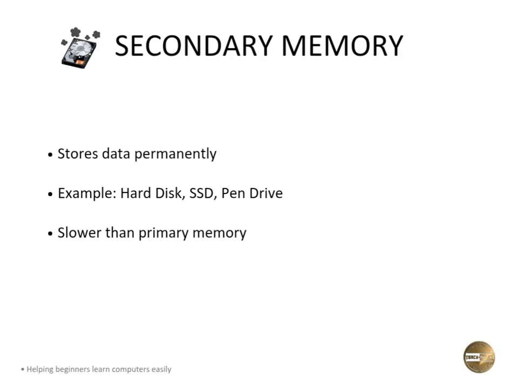Now, secondary memory is where data is stored permanently. Examples: hard disk, SSD, pen drive. ಇದು RAM ಅಥವಾ ROMಗೆ ಕಂಪೇರ್ ಮಾಡಿದರೆ ಸ್ಲೋ ಬಟ್ ಕೆಪಾಸಿಟಿ ಜಾಸ್ತಿ.